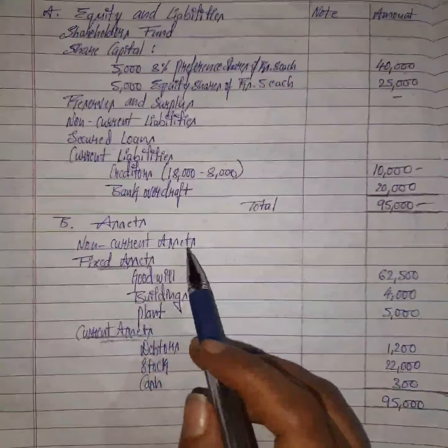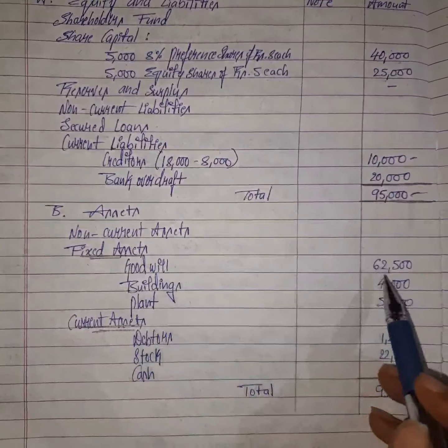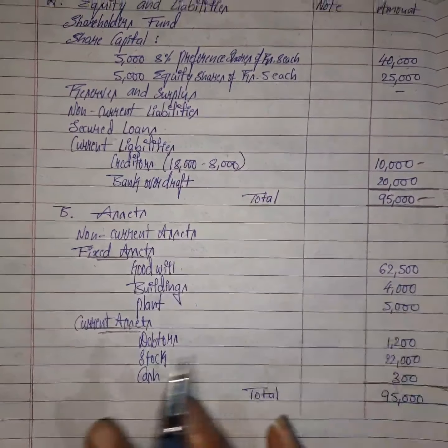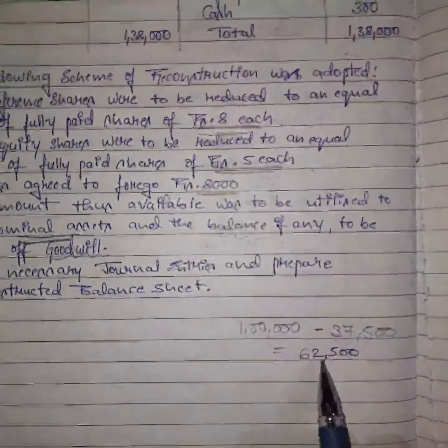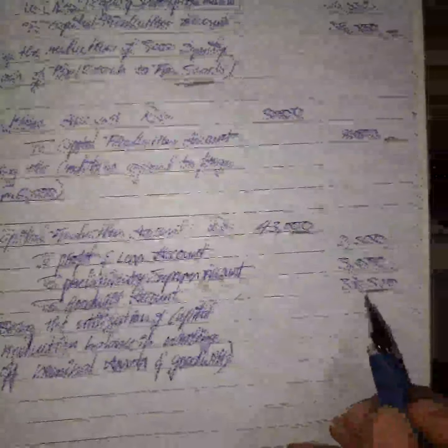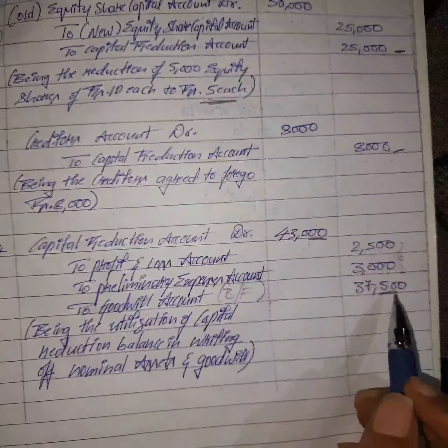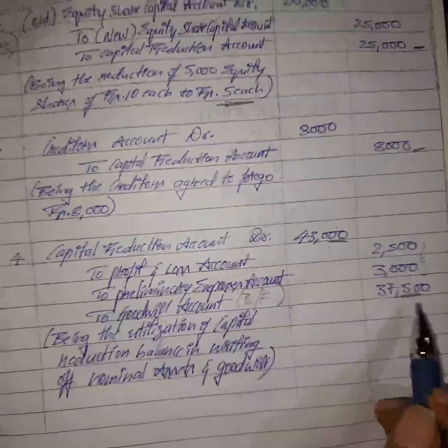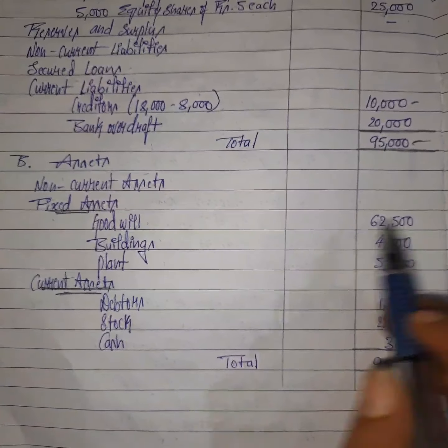So coming to point B, assets, non-current asset, fixed asset, the goodwill 62,500. You will be checking out the balance sheet, the goodwill is 1 lakh. So 1 lakh minus 37,500. You can check it out in the balancing figure of capital reduction account. So you will be deducting 37,500 from 1 lakh. So you will be getting 62,500. Same thing you will be mentioning here, 62,500.